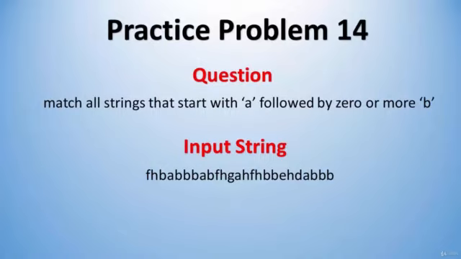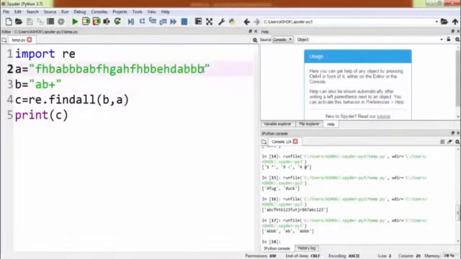Now we must find all the strings which start with A followed by 0 or more B's. That means B can be absent or it can exist more than one time. This is the input string. According to the question, a minimum of one occurrence of A should be there, followed by 0 or more B's. So I will put star after B. Star is a quantifier for B, which states that B can be repeated 0 or more times.